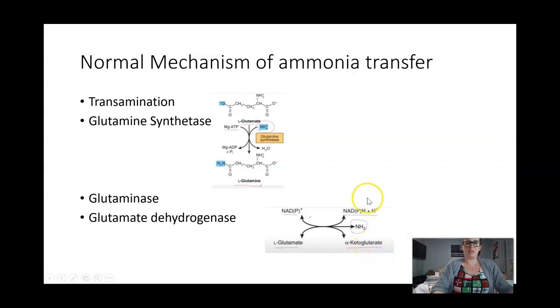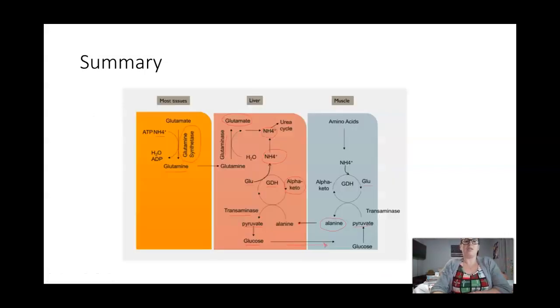It also produces NADPH as seen here. It's allosterically regulated by ADP, ATP, GTP, and NADH. So the resulting alpha-ketoglutarate can then be used in the TCA cycle, while the ammonia can be used in urea production. To summarize what we just talked about, glutamate in most tissues undergoes a reaction with glutamine synthetase to produce glutamine.